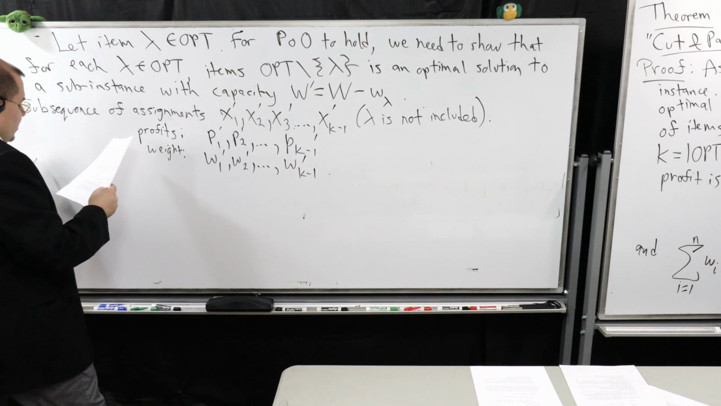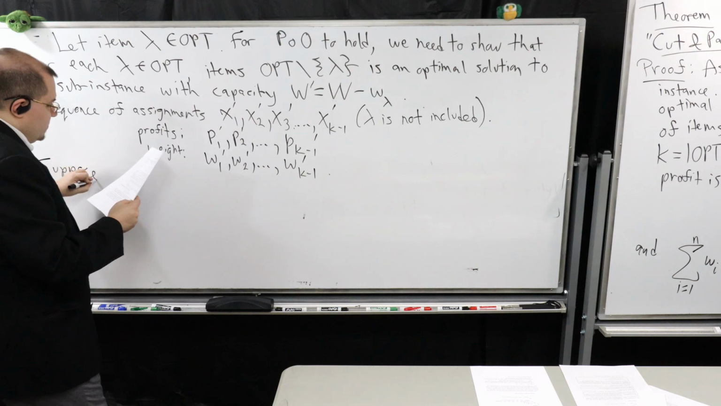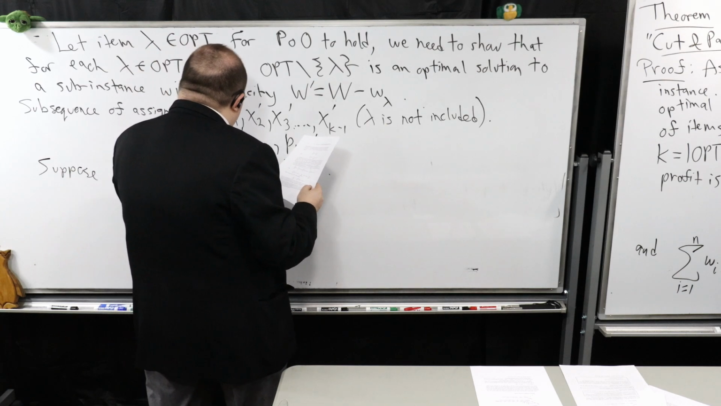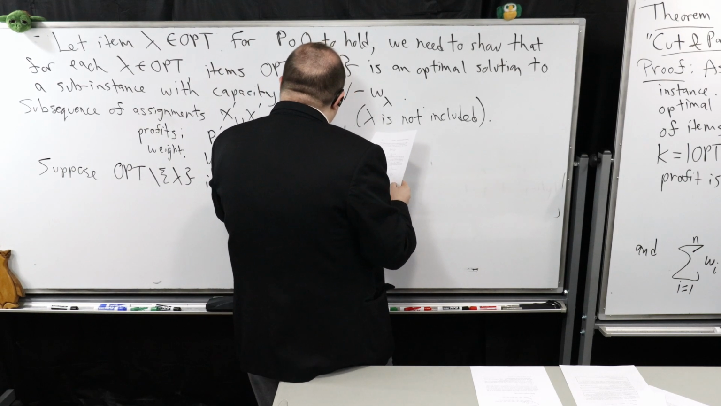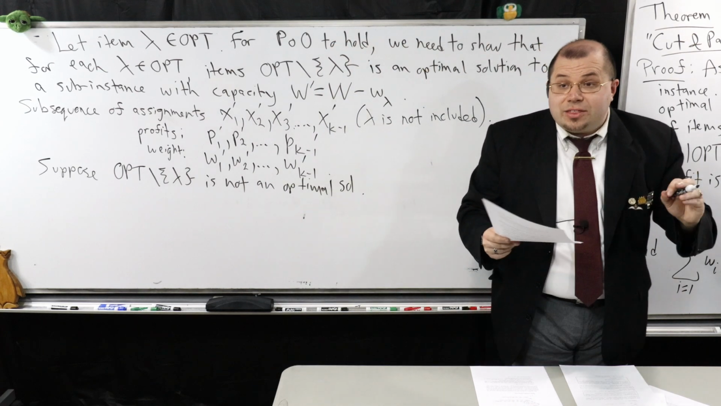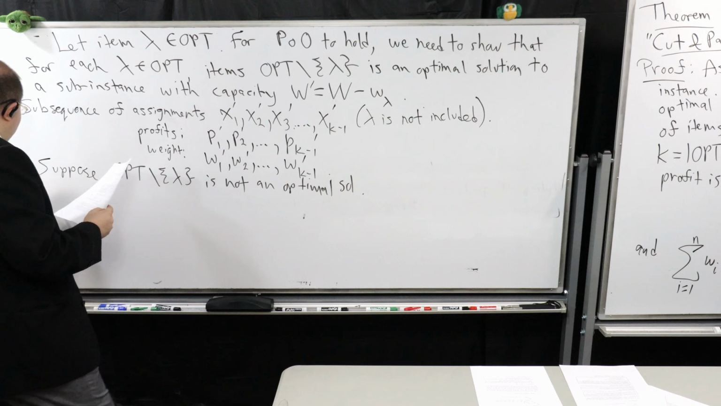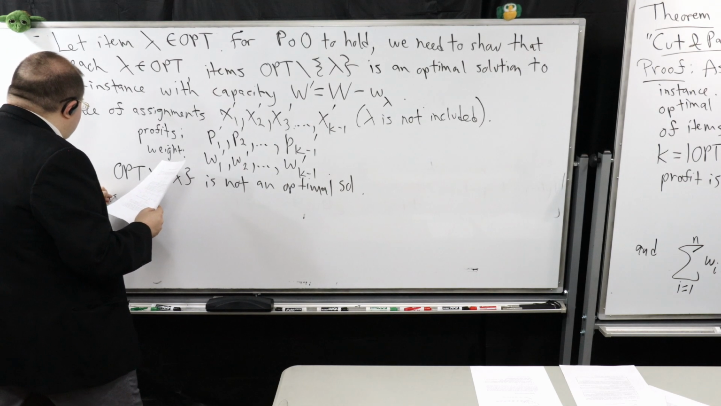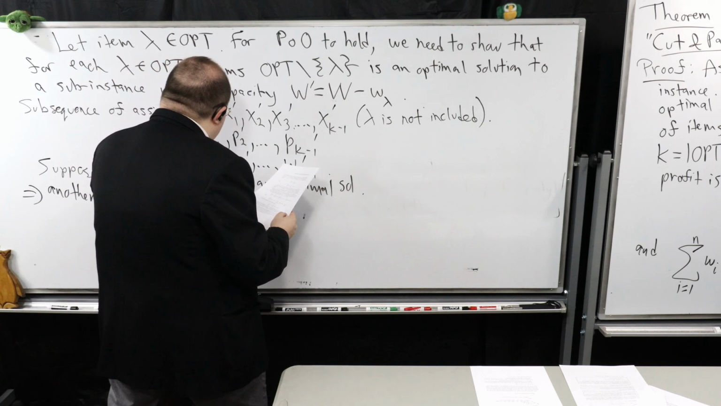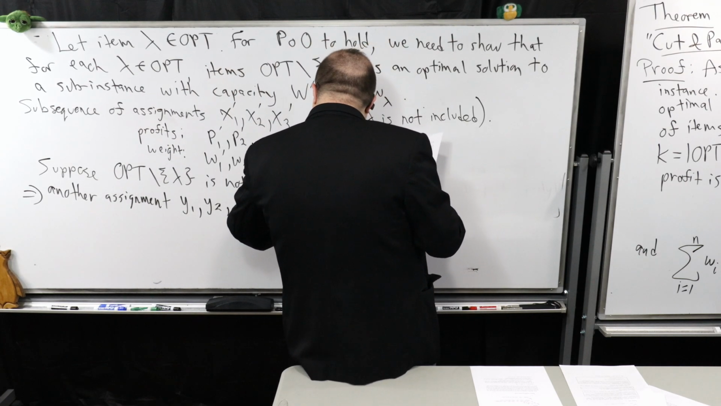So now here's how it's going to go down. Now this is the cut and paste approach. So suppose opt without lambda is not an optimal solution. So suppose we know it's not an optimal solution. That means that there exists another assignment. That's the logical implication. So this means that there is another assignment y1, y2, all the way up to yk minus 1, which has larger profit.